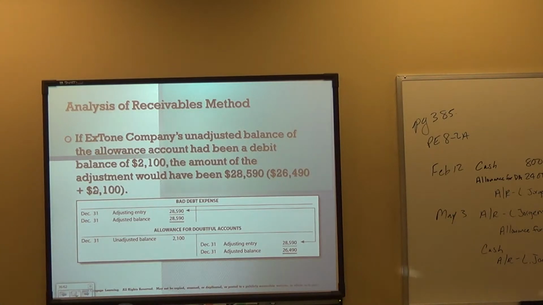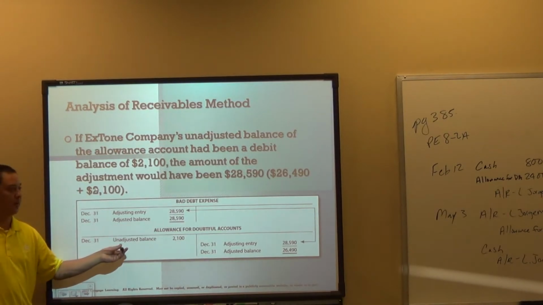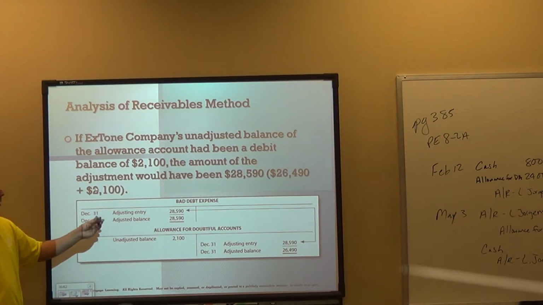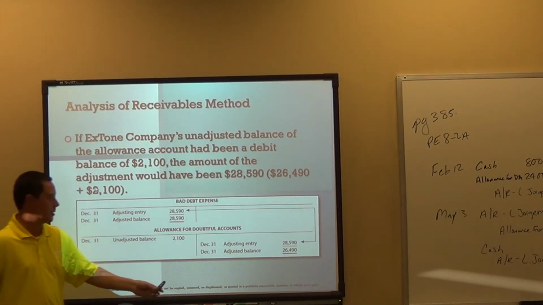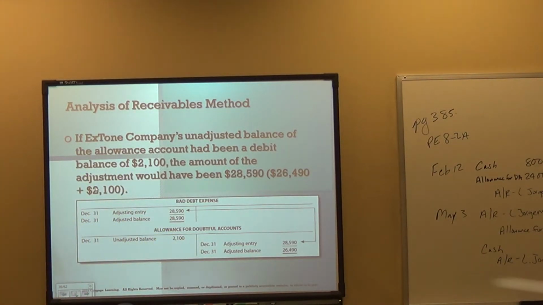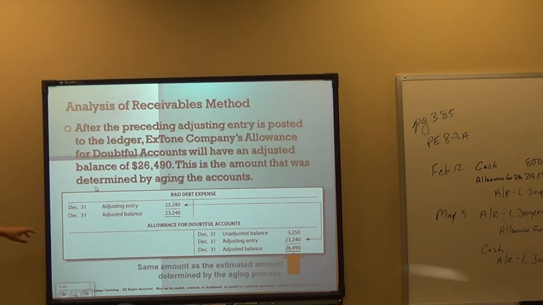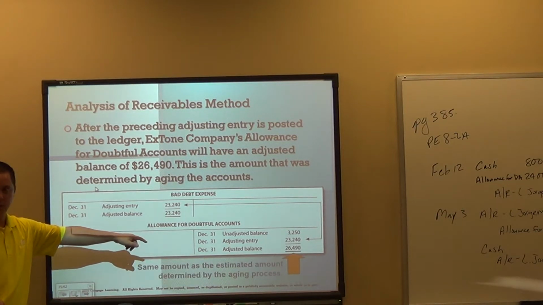All right. So the unadjusted balance of the allowance account has been debited for the 2,100. The amount of the adjustment would have been 28,590. So if this was our balance here, because we used more of it, we'd actually have to put more in to get us to that number. Because we got more of the negative over here, if you want to picture it that way, and we need to get something more positive. So that's what that is. It's just a different case compared to the one before, where we had extra money left over. We just add a little bit more to it to get it up there.